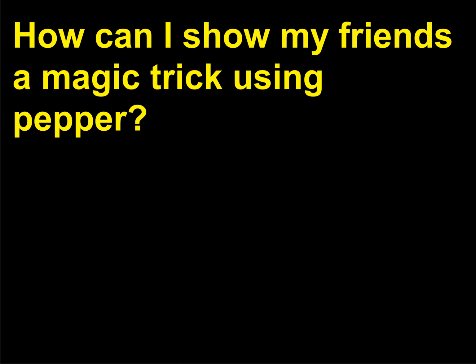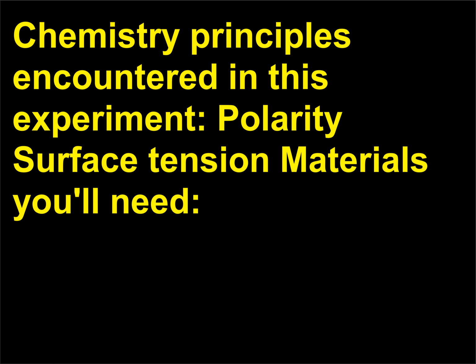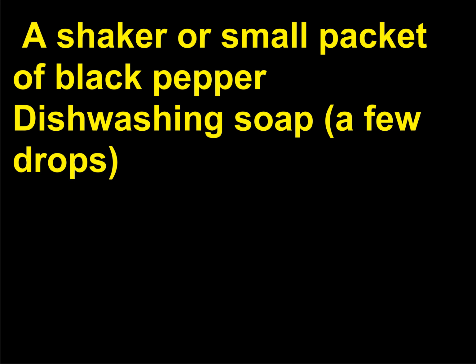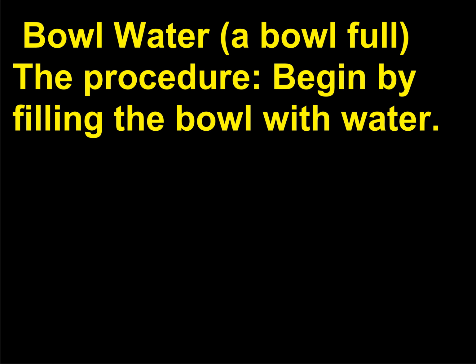Chemistry principles encountered in this experiment: polarity and surface tension. Materials you'll need: a shaker or small packet of black pepper, dishwashing soap (a few drops), and a bowl of water. The procedure: begin by filling the bowl with water.